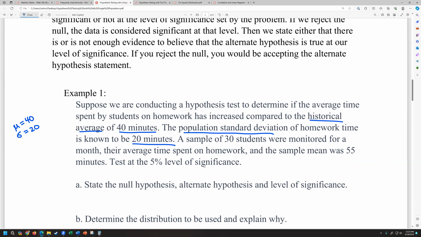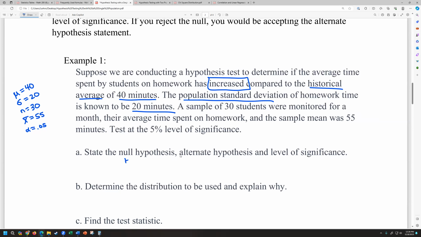A sample of 30 students, so we're just taking note of everything we see, was monitored for a month, and their average time spent on homework, the sample mean, was reported as 55. So that's the x-bar, so that's for that sample. Test at the 5% level of significance. Kind of just taking note of everything that they gave us. So the question is not at the end this time, but it is at the beginning. Suppose we're conducting a hypothesis test to determine if the average time spent by students on homework has increased. Okay, so that's going to help us with our alternate.